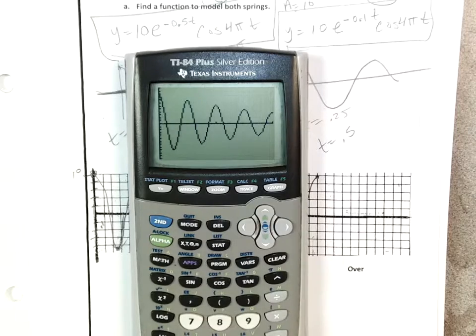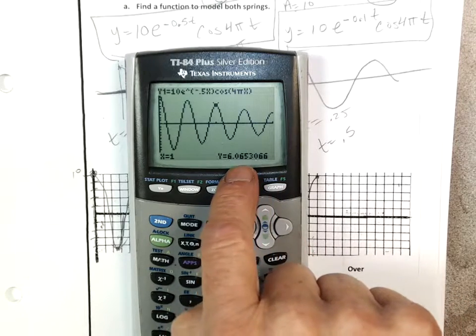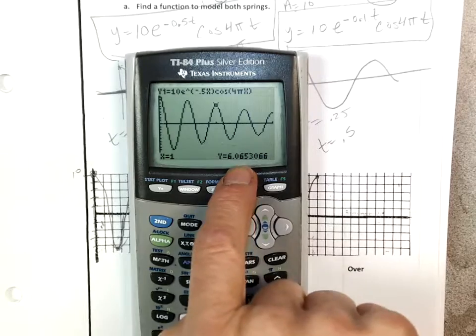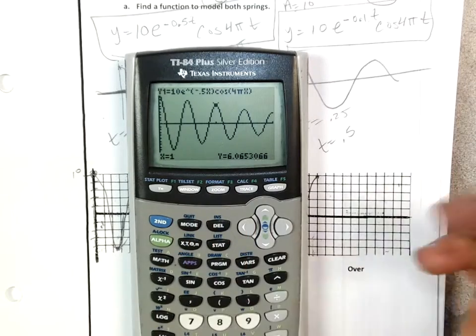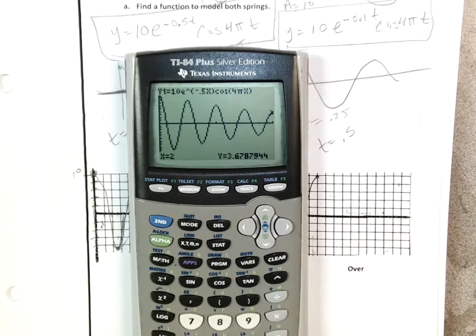And then by my trace button, I can get a lot of these values. There's 1, gives me a height at 1 second, right? So there it is at 1 second. There's my height. And it just continues. Let's go 2 seconds. 3. I mean, it does dampen.